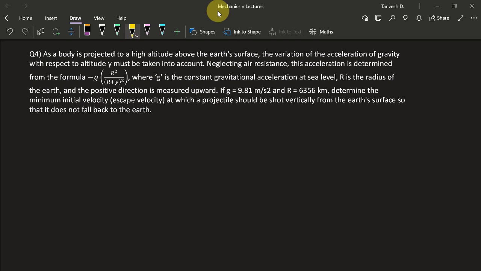It is just floating in the space basically, and we do not even know at what distance it is going to escape the gravitational field of the Earth. Hence, that distance we will have to take as infinity, because we do not know at what distance exactly it is going to escape the Earth's gravity. So what we can do here is, we know that acceleration is minus g r square upon (r plus y) the whole square.